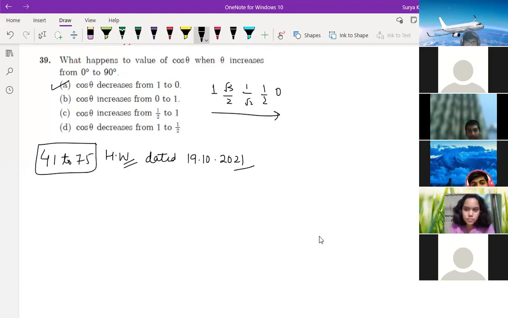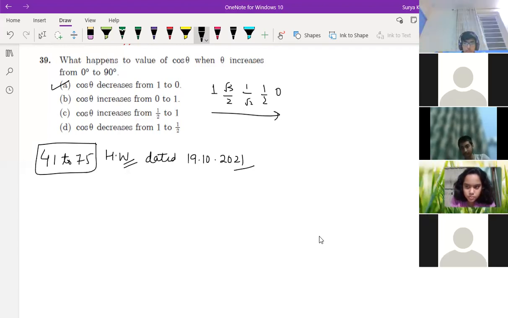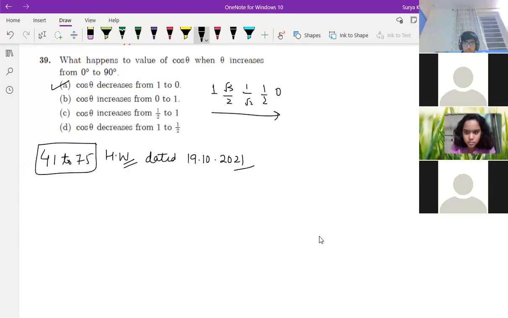Now, if anyone wants to leave, you can leave for the day. Now we'll start the basic concepts from the beginning, like sin theta values. So those who want to do it can stay. We'll start from the basics.